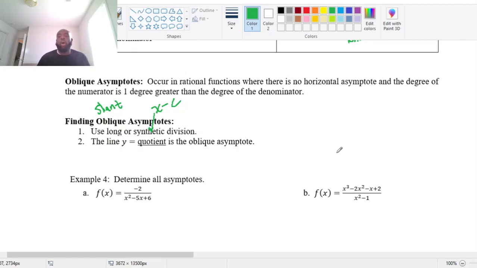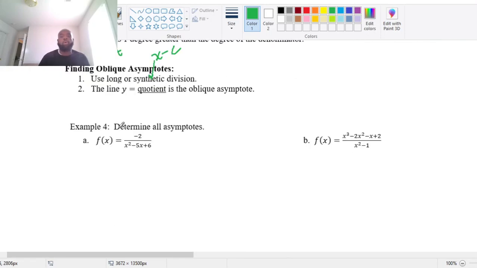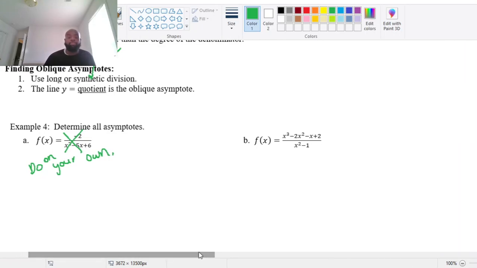All right, we're only going to look at one example here. Let's look at, actually, let's look at both of these examples. Nope, I'm going to let you do this one on your own. Do this one on your own. Let's go to part B and we're going to do this one together.